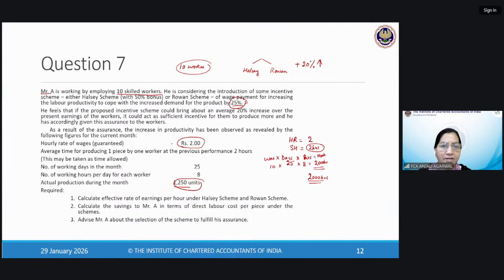The guaranteed hourly rate was 2. So if they work for 2000 hours, because the factory has 25 days, 8 hours every day for the 10 workers, the man hours were 2000. And if they are getting only the time rate, their existing wages would have been 2000 into 2, that is 4000 rupees only.